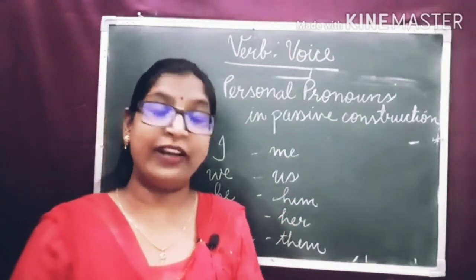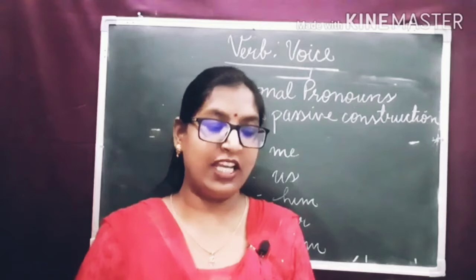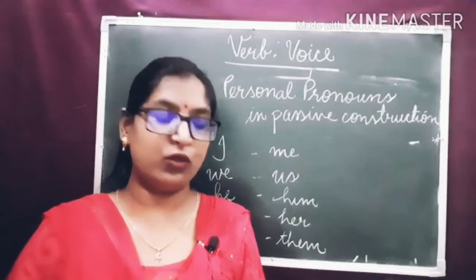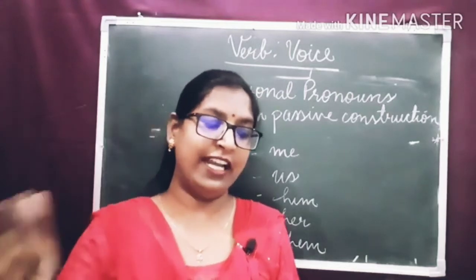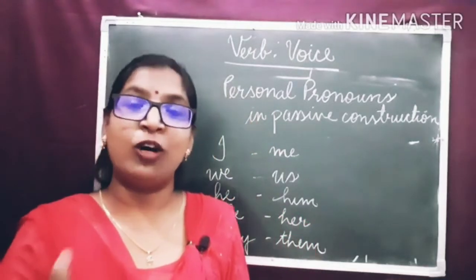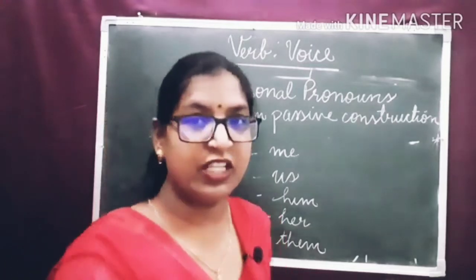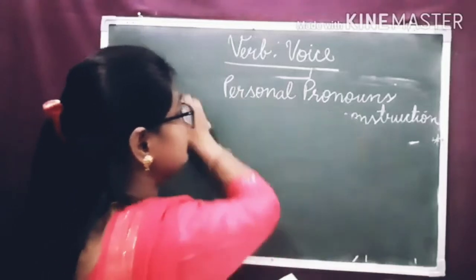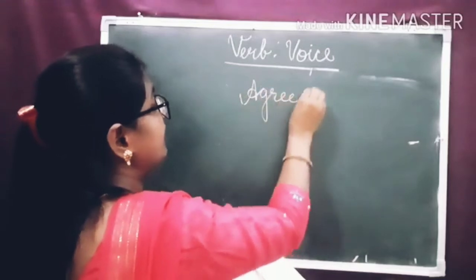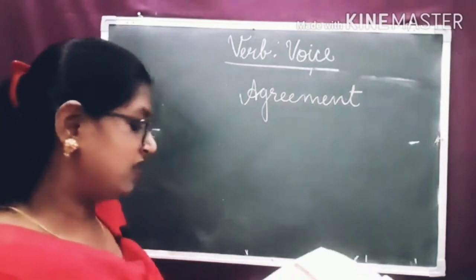Now the next topic is agreement. The form of the be verb used to form the passive construction must agree with the passive subject in the sentence. Already I told you, we use forms of be verbs according to the subject. Let's see this through an example. Agreement. We know that there should always be a subject and a verb. Agreement.